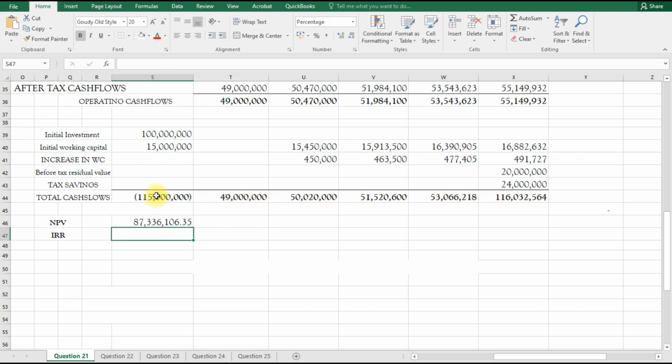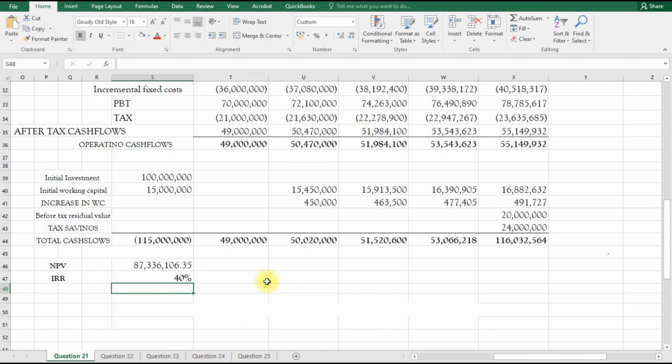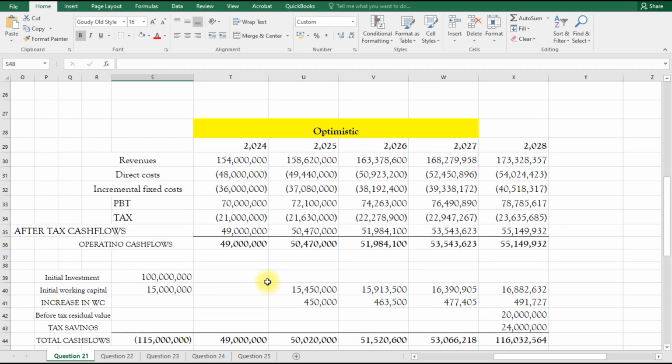So I should get an NPV of 87, and my IRR, I'll tab my values, all the values from the initial to year 5, close, enter. So we shall have an IRR of 40% and our NPV of 87,336. That's how the second scenario was supposed to be done, the optimistic scenario.